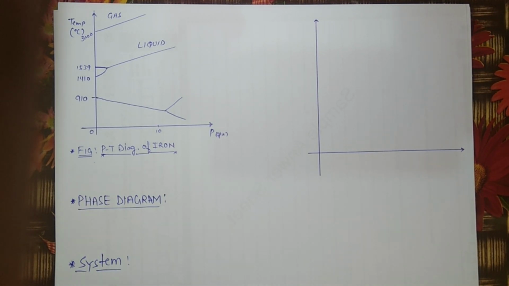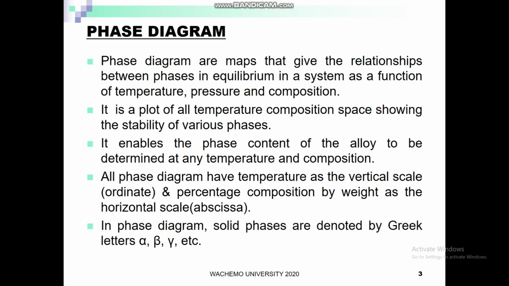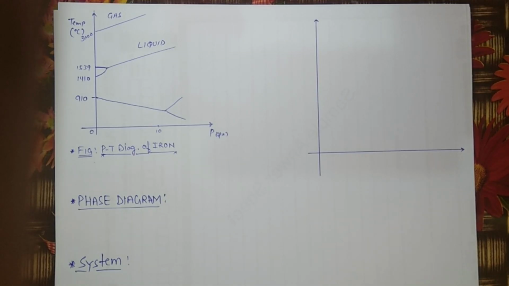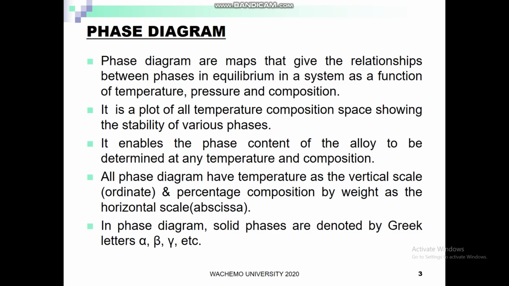These phase diagrams enable the phase contents of the alloy to be determined at any temperature and composition. The temperature is going to be on the vertical axis, that is the ordinate, and when we are going to use the composition, that we are going to place on the x-axis, that is the horizontal axis. Moreover, in these phase diagrams, the solid phases are represented by Greek letters, that is alpha, beta, gamma, delta, like this.